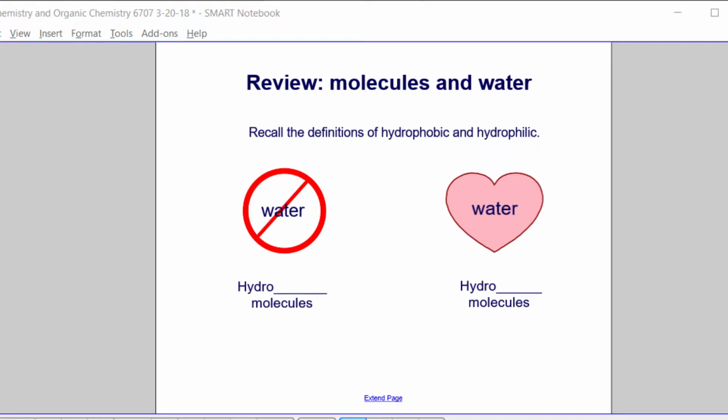Let's review first the interaction between molecules and water by starting with the definitions of hydrophobic and hydrophilic. Hydrophobic molecules do not like water, so hydrophobic, while hydrophilic molecules love water.